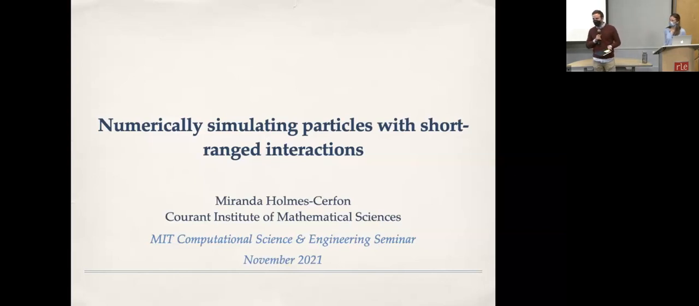So today it is a pleasure to have here Miranda Holmes-Cerfon. She's an associate professor at NYU. She got her PhD also at NYU, I believe, in 2010. And after that, you moved to Harvard, the CS as an instructor. And then after that, you went back to NYU. So she has a very interesting and impressive body of work in many different fields that she's touching on.